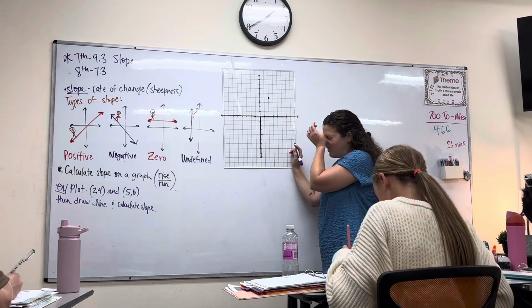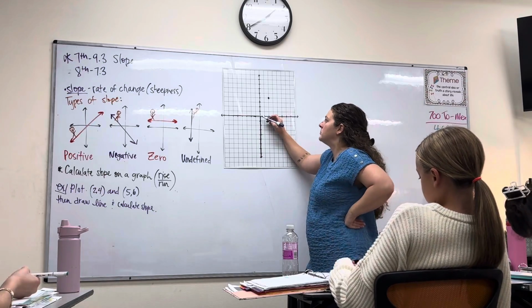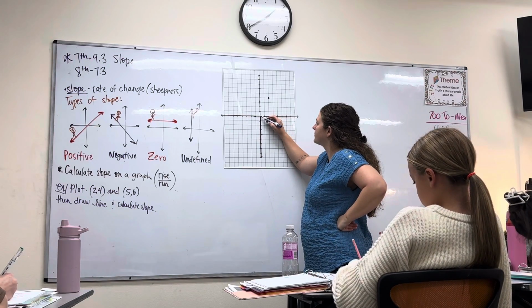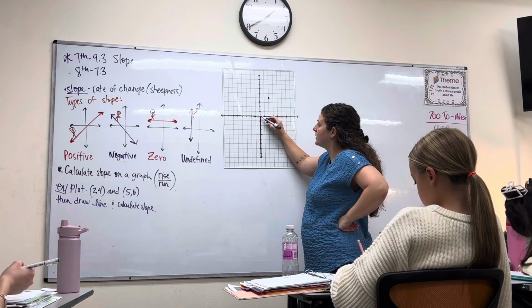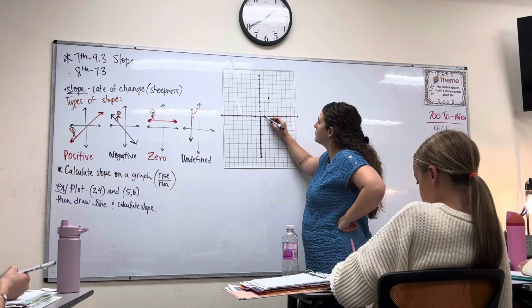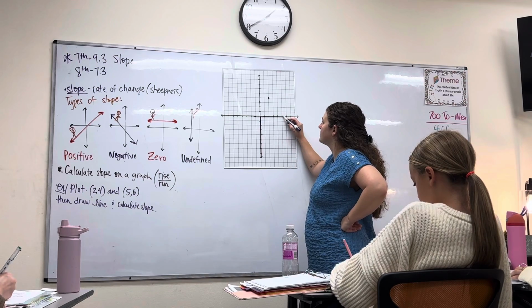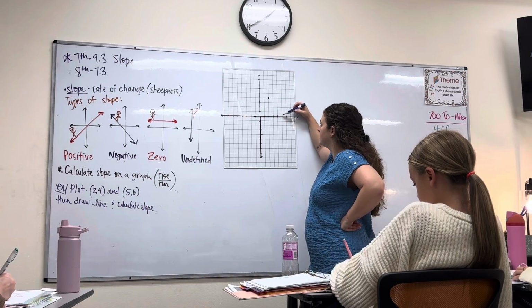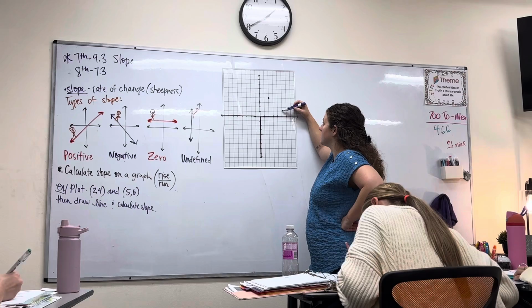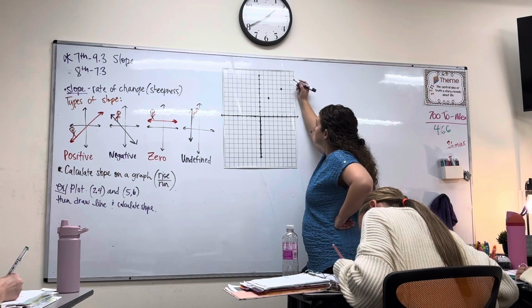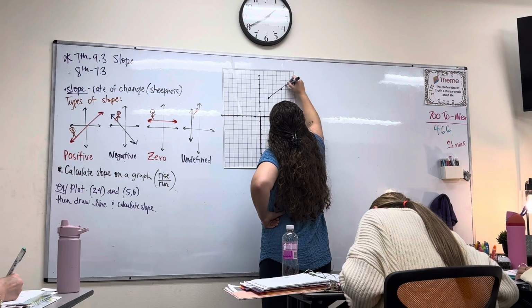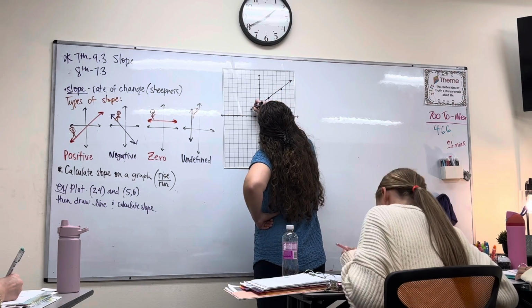And then we have to plot 5, 6. Start at the origin. The 5 tells me to go where? Right, right 5. 1, 2, 3, 4, 5. And that 6 tells me to go where? Up, up 6. 1, 2, 3, 4, 5, 6. Okay, and then we connect that with a line.